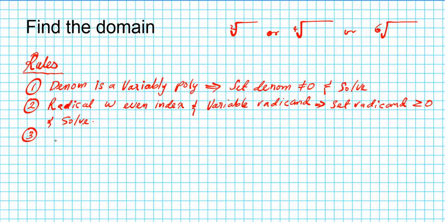Number 3, a combination of 1 and 2. 1 and 2 combined. Well, what does that look like? You have a radical denominator. So you have a denominator polynomial, and that polynomial is a radical, but you have to make sure that you have a radical denominator with variable radicand. So the radicand of the radical in the denominator should have a variable. In that case, what we're going to do is a union of 1 and 2.